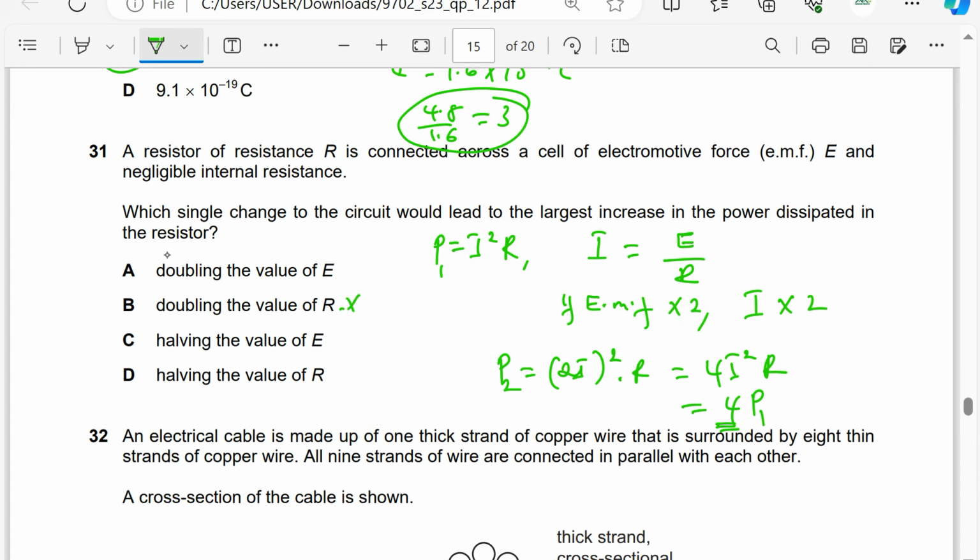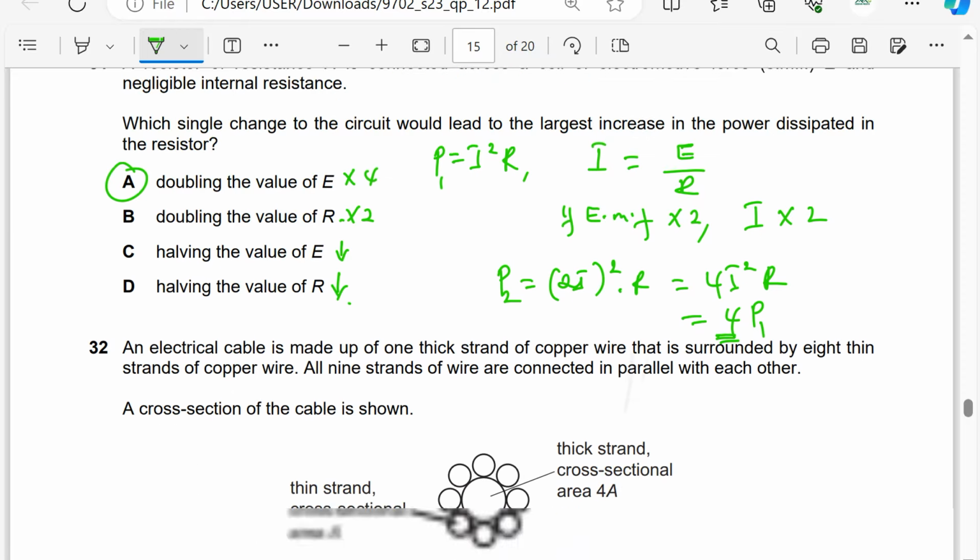So this one multiplies the power by 2. This one multiplies the power by 4. Of course, having E reduces the current. This one reduces the power. Having R, this one also reduces the power. So the answer is A.